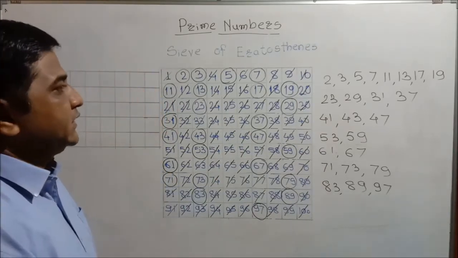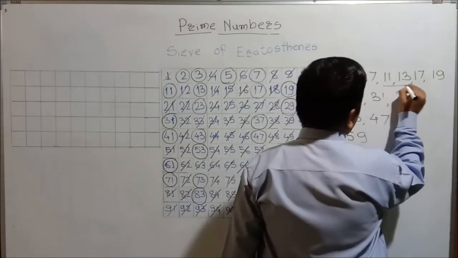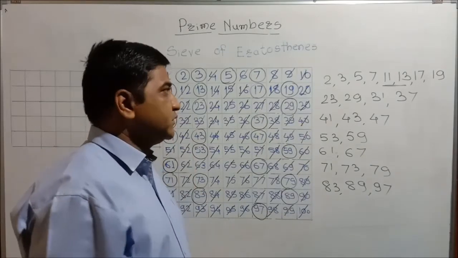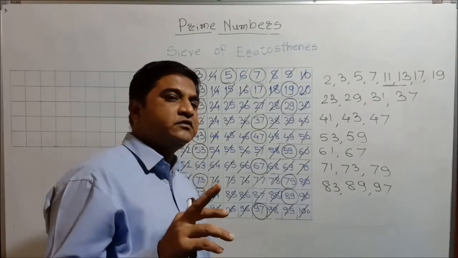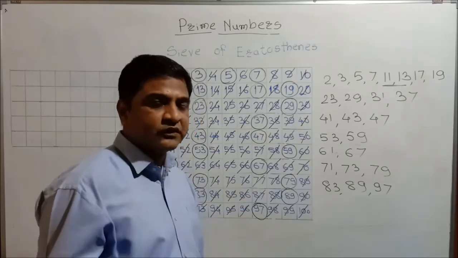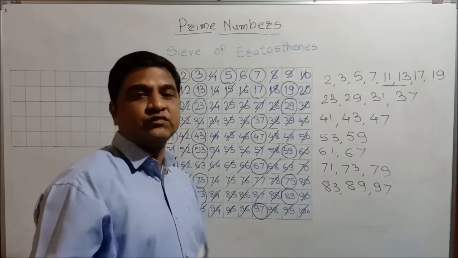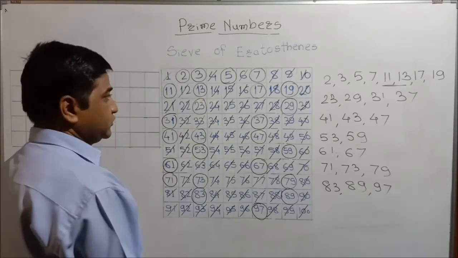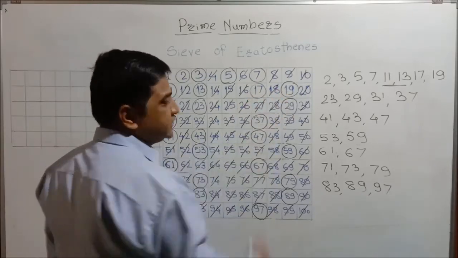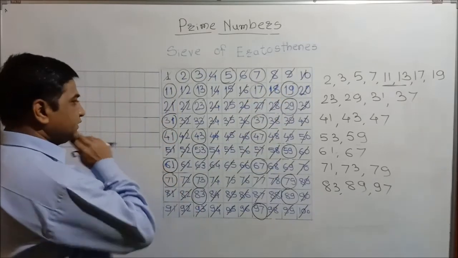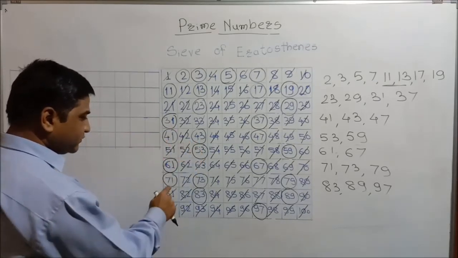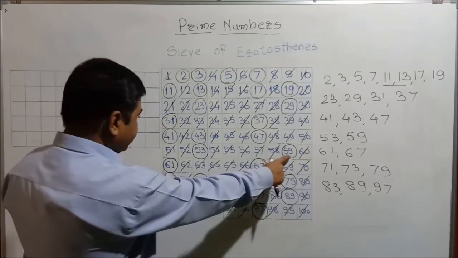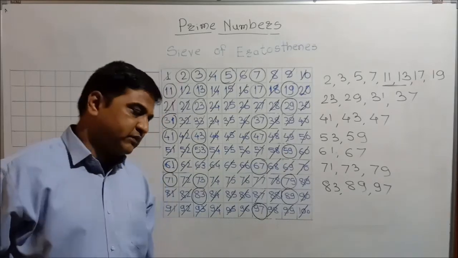One thing to note is that the difference between 11 and 13 is 2. Such prime numbers which differ by 2 and come one after another, consecutively, are known as twin prime numbers. For example, 11 and 13 differ by 2 and are twin primes. 17 and 19 are also twin primes. Then we have 41 and 43, 71 and 73, and even 59 and 61 as twin primes.